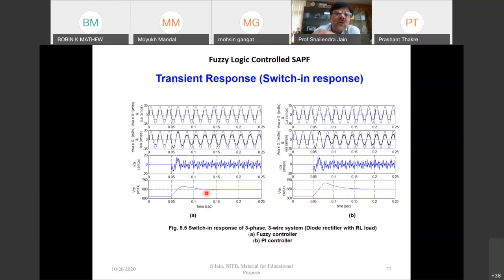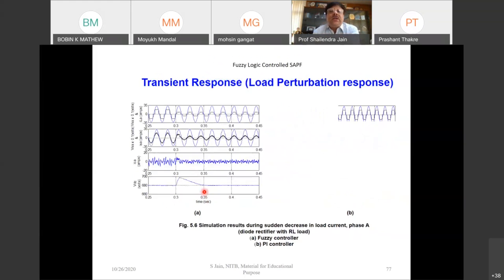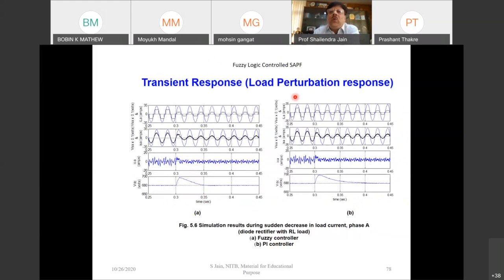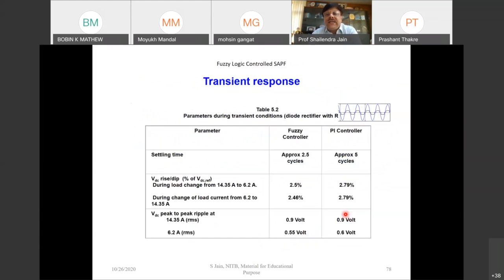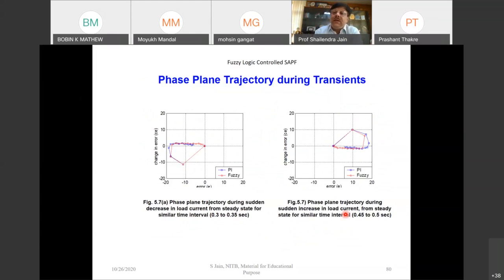Whereas in the fuzzy controller at 0.12 second, the output voltage is settled. If we talk about the load change, the load perturbation response, in this case also you can see the settling time, we have settled much before 0.35 seconds, whereas in the PI controller your output voltage is not settled up to 0.4. So another 2.5 cycles my output voltage is not settled. So this is how we can say that the transient response of the fuzzy controller is better as compared to the conventional PI controller. This is the phase plane trajectory you can see here.